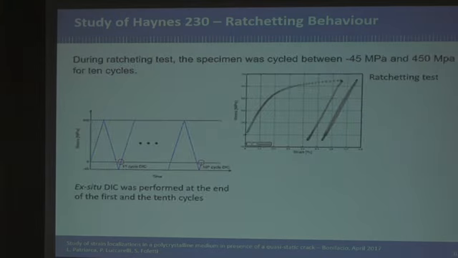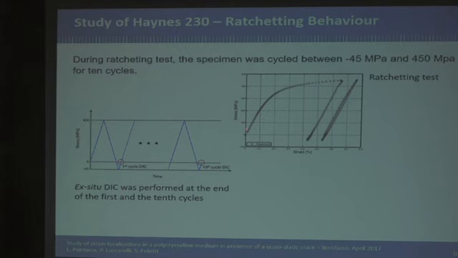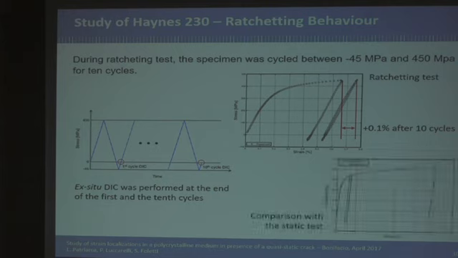So what we did, we machined another sample and we tested this sample between 0 and 450 megapascal. So we reached this point and we cycled for 10 cycles. And this is the experimental macroscopic stress-strain behavior. So you see we have a little bit of yielding after the first cycle, and after 10 cycles we have some accumulation of plasticity on this sample. In particular, after 10 cycles, we accumulated 0.1%. And here is just a comparison between the monotonic and the ratcheting test.